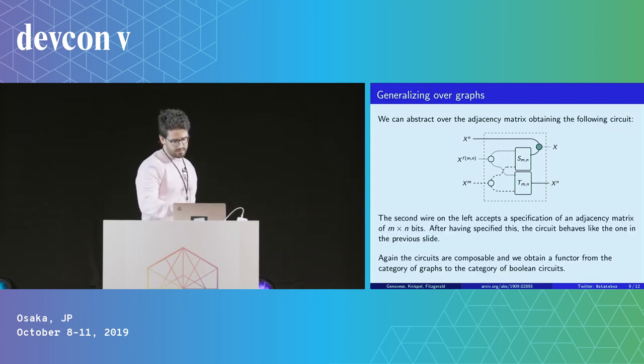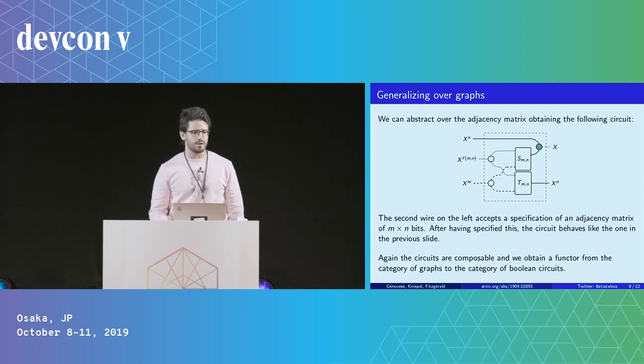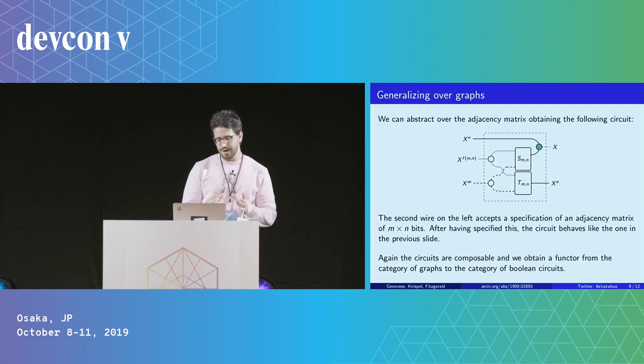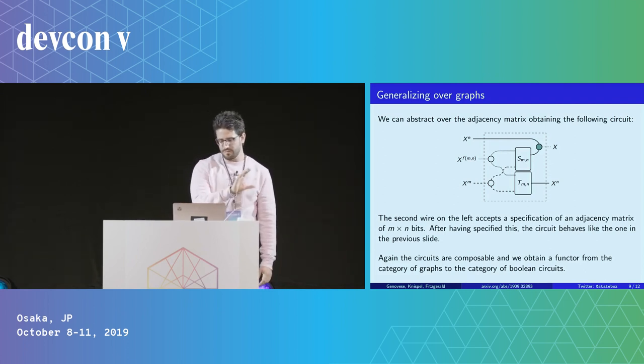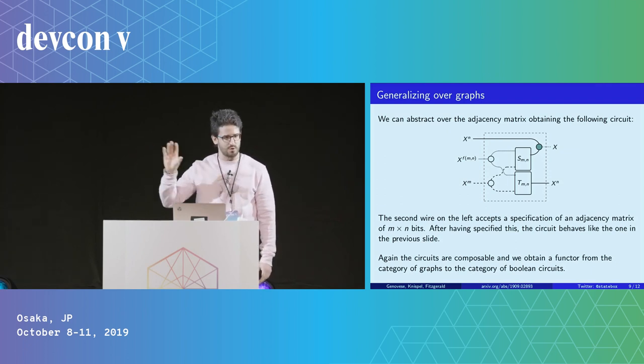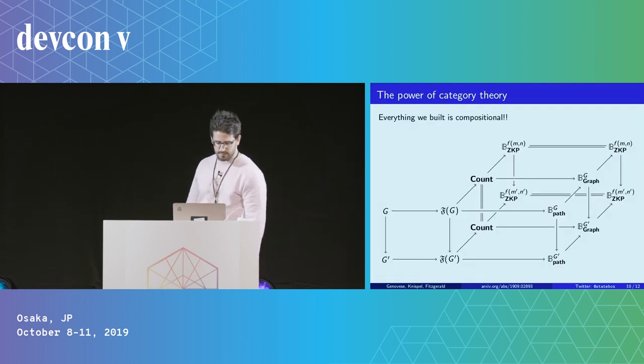So again, all these things are composable, and you can basically obtain a functor that goes from your free categories to these circuits. This means that you have basically a categorical way to map a finite state machine to this category of Boolean circuits. And everything we built is compositional.